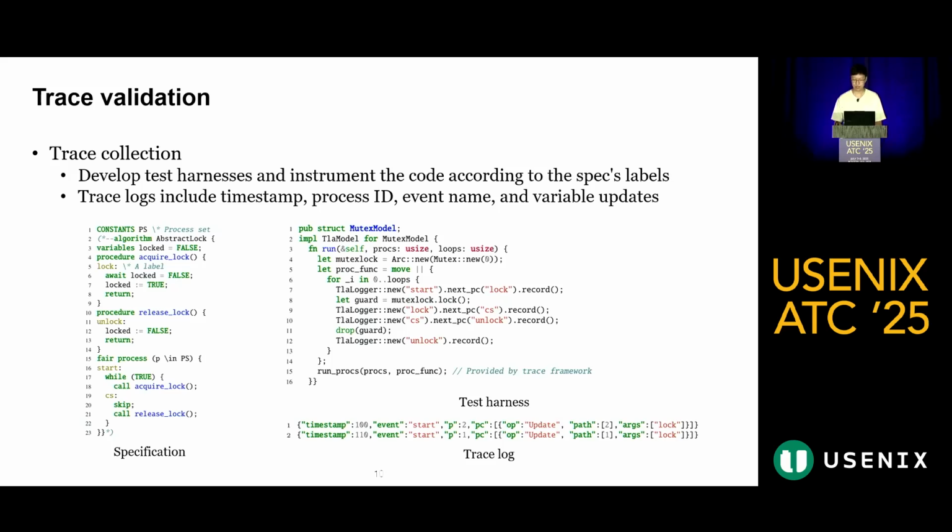We develop the test harnesses and add logs to the code to capture actions described in the spec. Our trace validation framework then runs the test harnesses with random interleavings and collects concurrent logs, which are sorted by timestamps. Each log includes timestamp, process ID, event name, and relevant variable updates, such as the PC variable that tracks the control flow. These logs act as constraints that guide the matching process during trace validation.